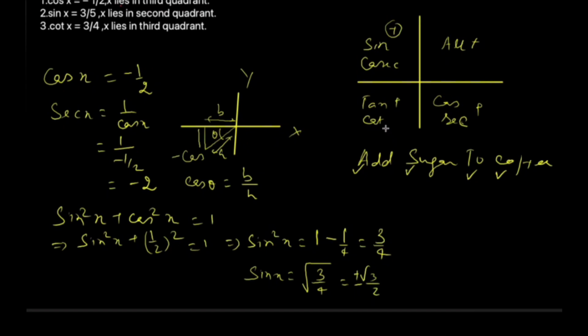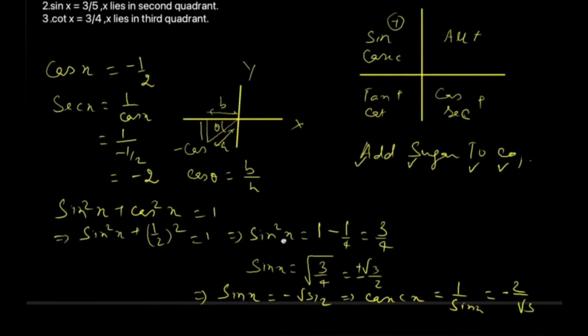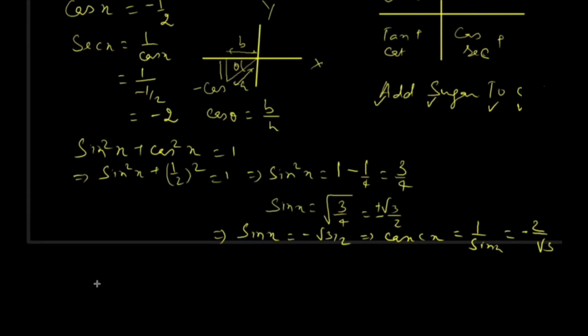In the third quadrant, sine is also negative. As you can see, b is negative, and even this p will be negative as well because it's in the third quadrant, and here y would be negative too. So we'll have to take the negative value of sin theta. So sin x equals minus root 3 by 2. This implies cosec x would be the opposite of that, which is 1 upon sin x, which is nothing but 2 upon root 3, and minus.